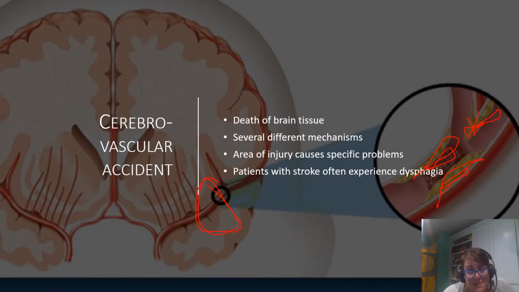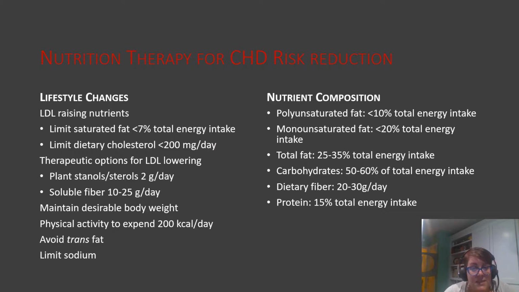These types of events that we've just covered that occur in the heart and the brain can also occur in the peripheral vasculature, especially the limbs. When we're thinking about that, cigarette smoking is an especially important risk factor for the development of peripheral vascular disease. So this next slide outlines the lifestyle nutrition recommendations for reduction of coronary heart disease risk.